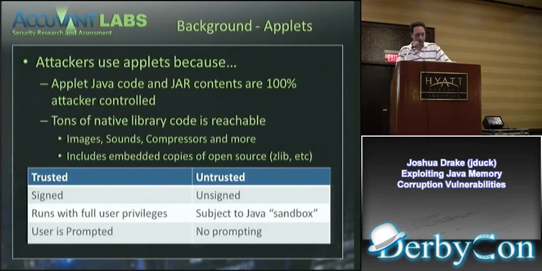So from applets, despite you writing Java code, underneath it's all native code. They have a ton of libraries for images and sounds and audio compressors and a whole bunch of stuff, and that's all in native code, and it's all reachable through core Java classes. For example, you can pass a sound file that's in your jar and tell Java to load it right from the jar, and it'll process it with the native library.